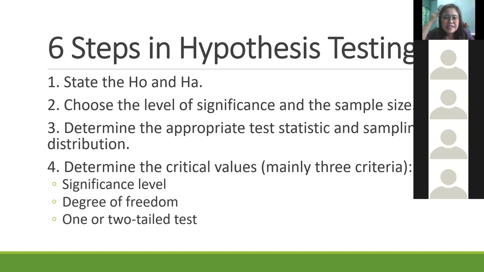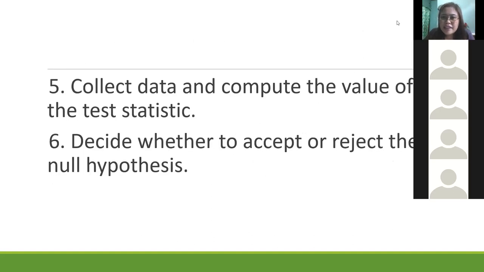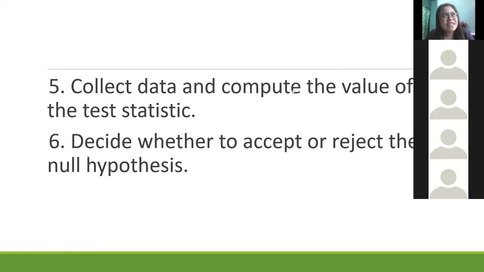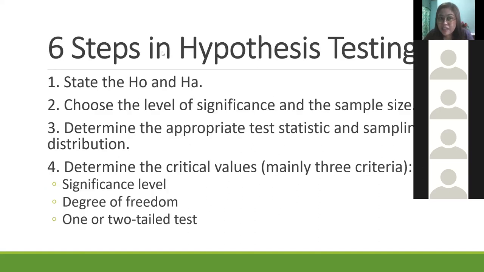We have three criteria for the critical values: the significance level that we set at the beginning of the hypothesis testing, the degree of freedom, which we will discuss later, and whether to use a one-tailed or two-tailed test. Then we determine the critical values. We will be collecting the data and computing the value. This is the critical value of the test statistic. Once we see it, we decide whether to accept or reject the null hypothesis. You cannot fully appreciate this yet until we conduct a test, so it comes in the next slides. Okay, we will be doing these steps.